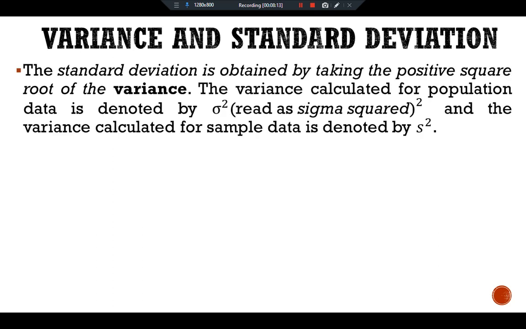The standard deviation is obtained by taking the positive square root of the variance. The variance calculated for a population is denoted by sigma squared, and the variance calculated for sample data is denoted by small letter s squared.